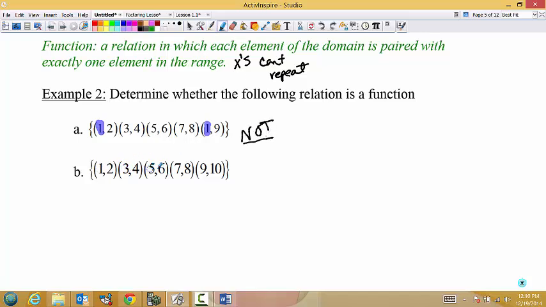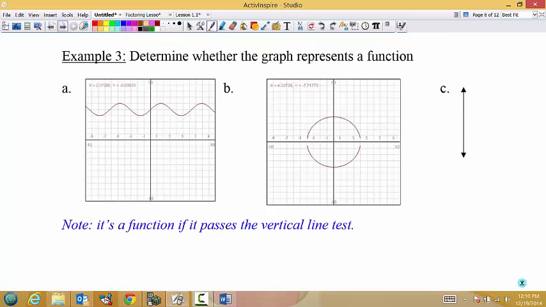Here 1, 3, 5, 7, 9. So no x's repeated, so yes, it is a function. And then we want to look at it from a graph. To determine a function from a graph, you want to know if it passes the vertical line test. So what we'll do is we'll take a vertical line and we pass it across our graph. How many times does that graph hit that line right now? Well, 1, 1, 1, 1, 1, 1. It never hits more than once. So if that's the case, then yes, it's a function.